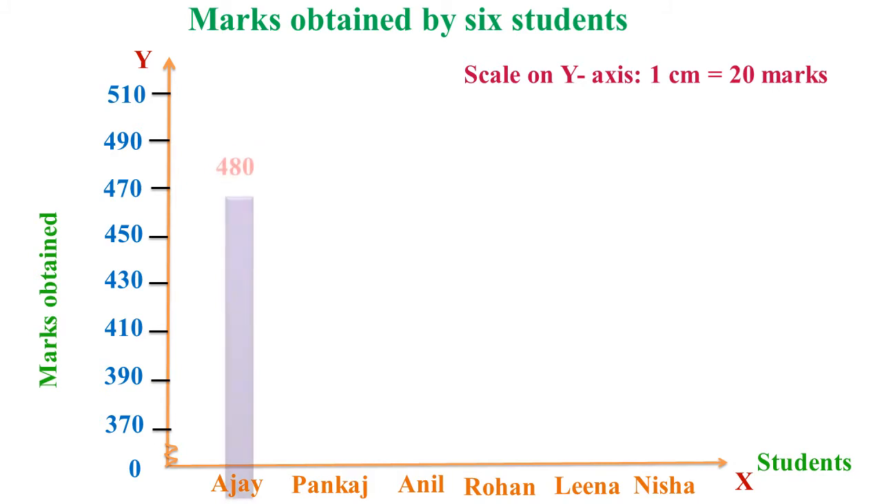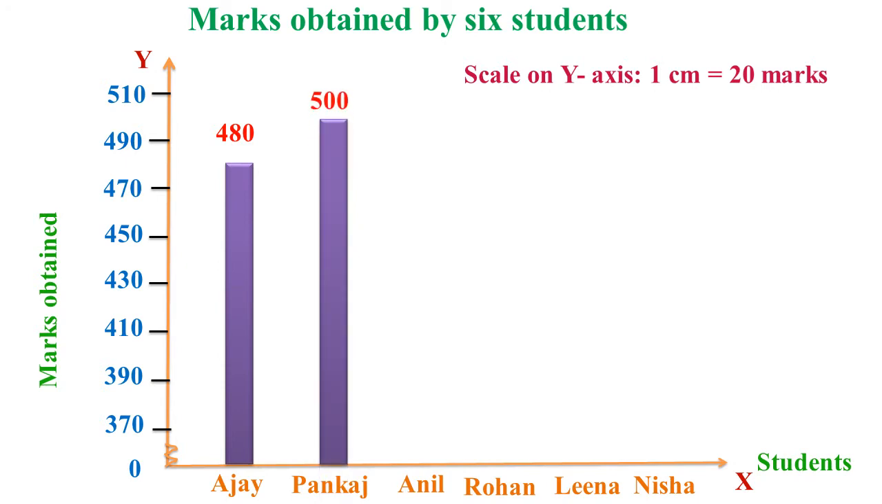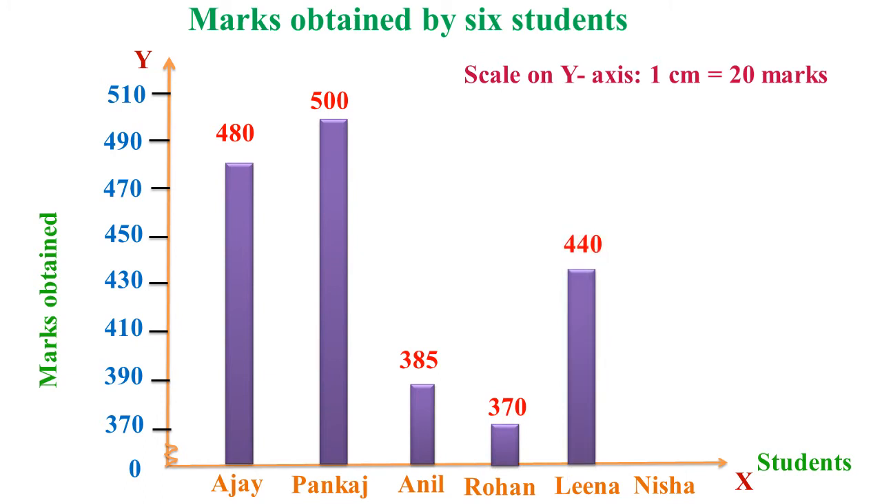These are marks. Now draw a bar graph with equal distance according to the data. Ajay 480, Bajaj 500, Anil 385, Rohan 370, Leena 440, Nisha 445. Look here, we have drawn the bar graph.